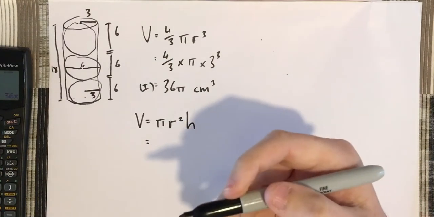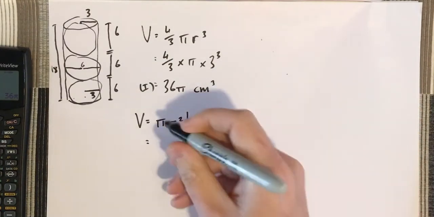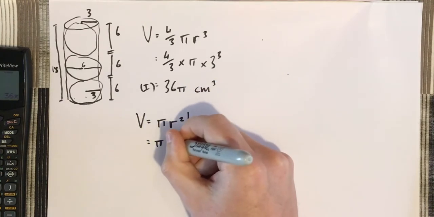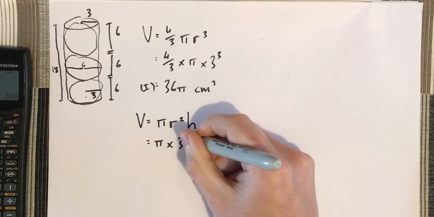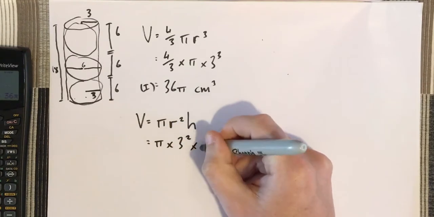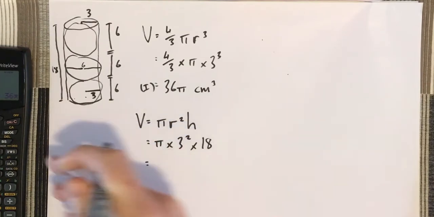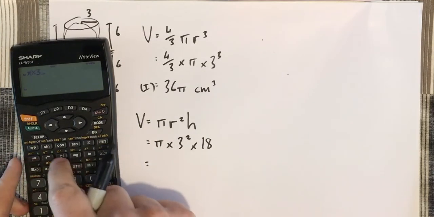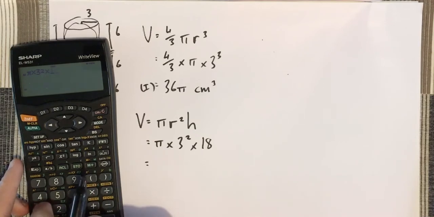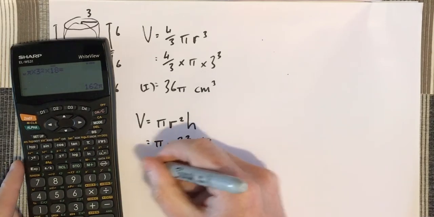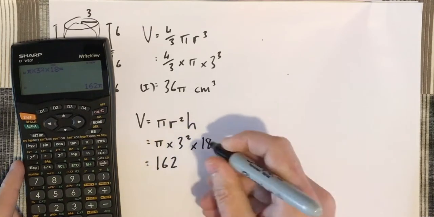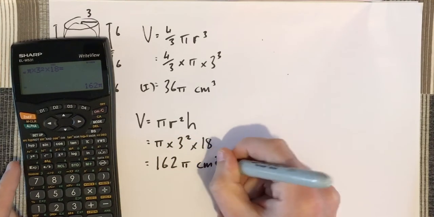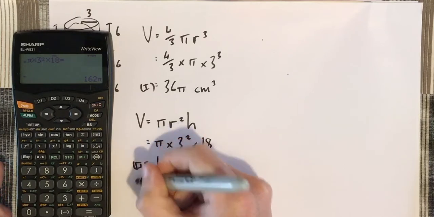So I have my radius and I have my height of the cylinder now. It's again in terms of pi, so I'm not going to sub anything in for pi. Pi multiplied by 3 squared multiplied by the height, which is 18. So pi multiplied by 3 squared multiplied by 18 is 162 pi. Again, that is in centimeters cubed, and that's answer 2.